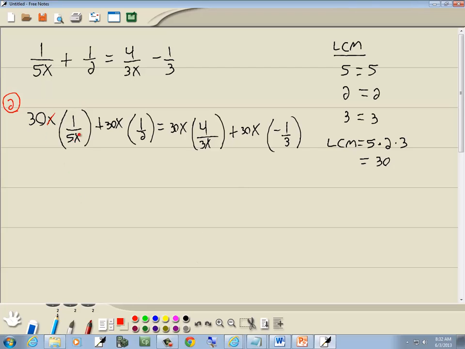Now these x's cancel here. 5 and 30 are both divisible by 5. 5 divided by 5 is 1. 30 divided by 5 is 6. 2 and 30 are both divisible by 2. 2 divided by 2 is 1. 30 divided by 2 is 15.